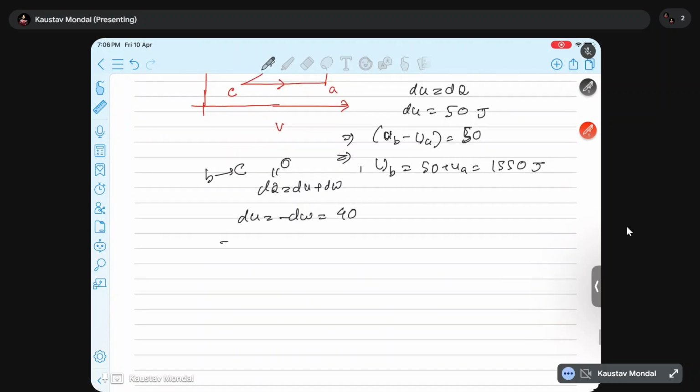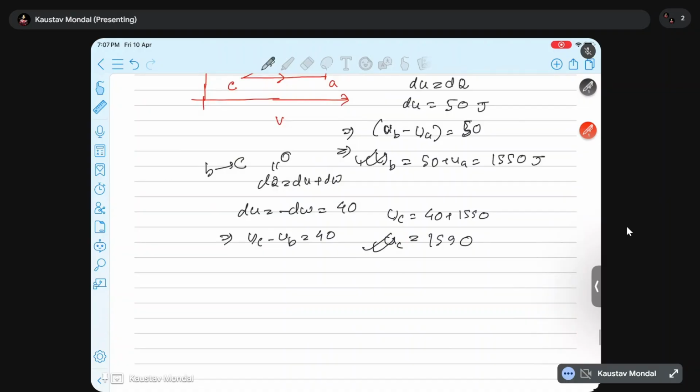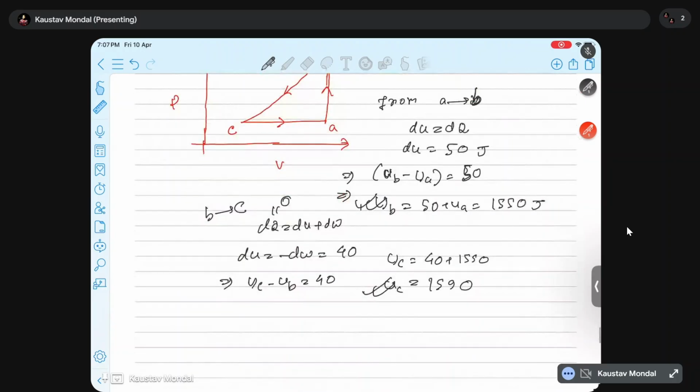So dU would be Uc minus Ub equal to 40. So Uc would be 40 plus Ub, which is 1550. So Uc would be 1590. Okay. So we have calculated the internal energy at B and C. Now the next thing is to calculate the work done during the process CA.